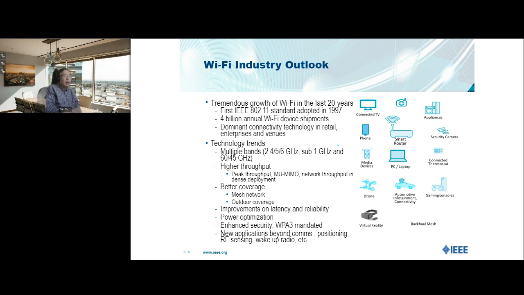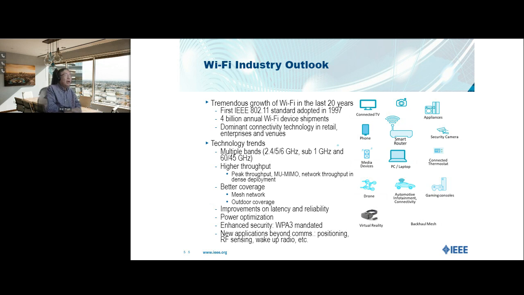If you look at Wi-Fi's growth over all these years, there is a clear trend. First of all, it grew from a single band, 2.4 gigahertz, to multiple bands, 5 or 6 gigahertz, which we'll talk about today, and also to sub-1 gigahertz and even the millimeter wave band, which is 60 or 45 gigahertz.